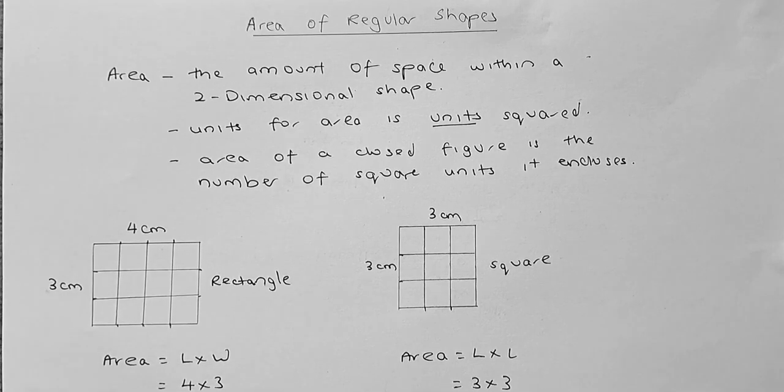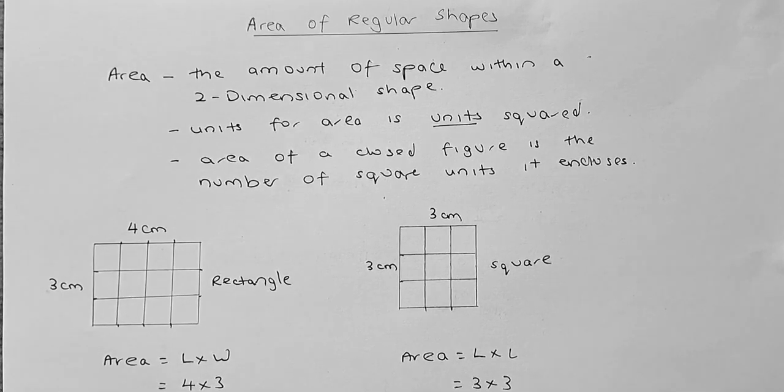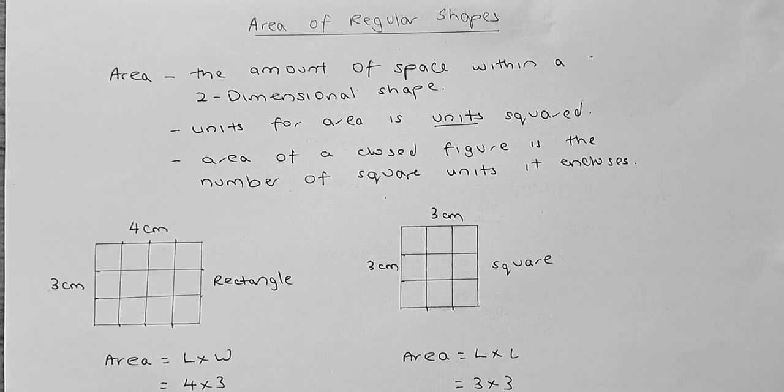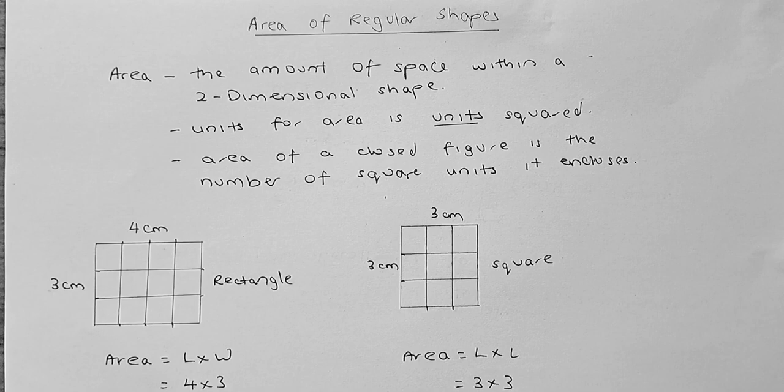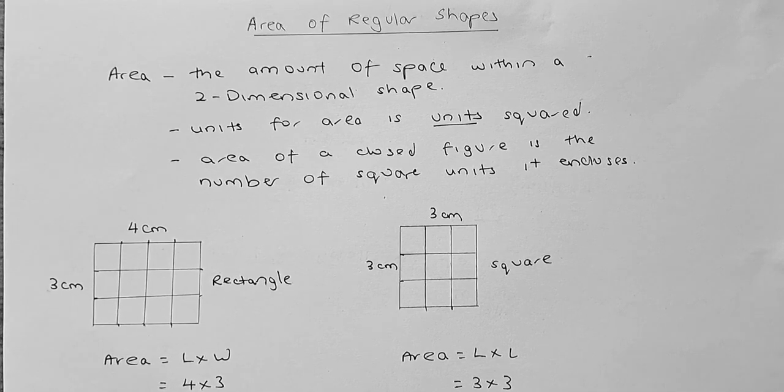In this video, we are going to do a quick revision on how to find the area of regular shapes. What is area? Area is the amount of space within a two-dimensional shape. The unit for area, including the surface area, is always units squared, for example, kilometer squared, meter squared, and so on. The area of a closed figure is the number of square units it encloses.